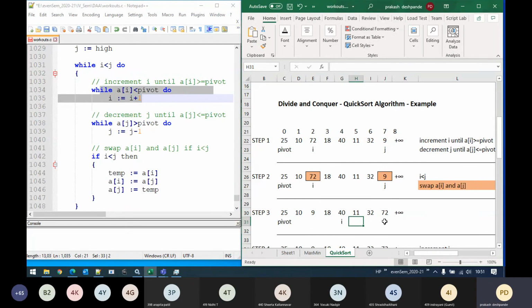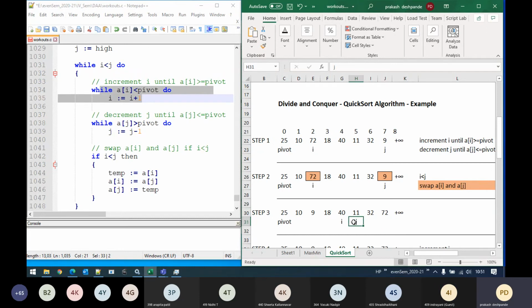The condition is: is A of j greater than pivot? Now j is pointing over here, which has the value 72. Is this 72 greater than pivot? Yes, so decrement j. j gets decremented to its previous value. Now again the while condition: is 32 greater than pivot? Yes, so the condition is still true and again we decrement j.